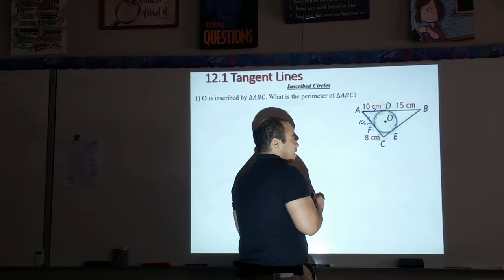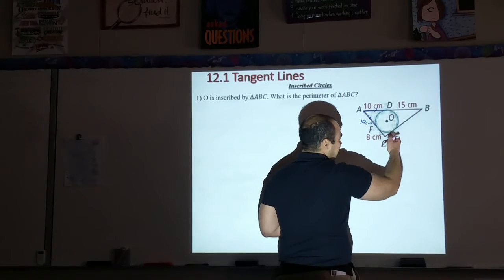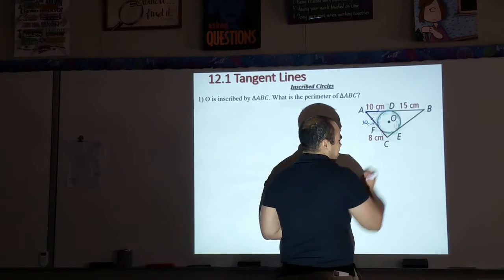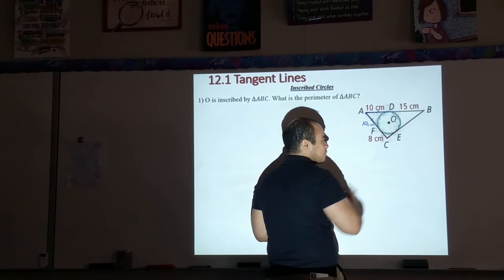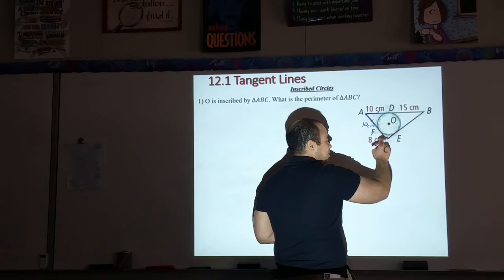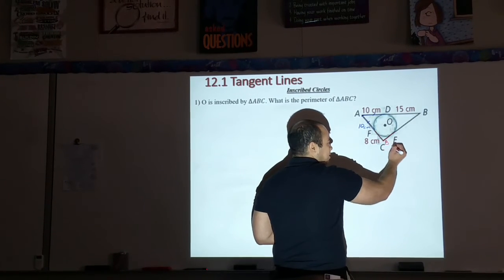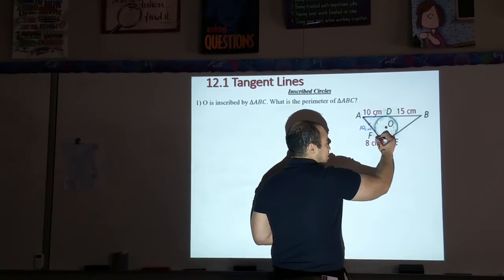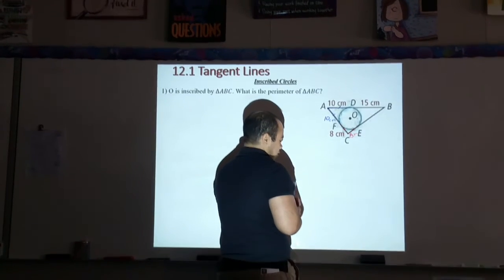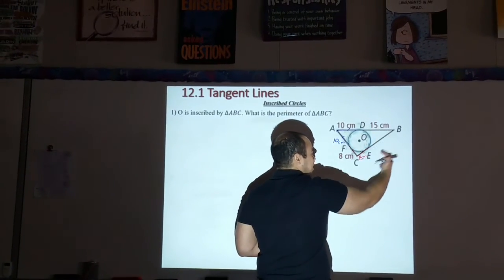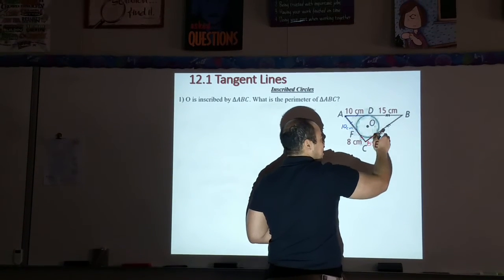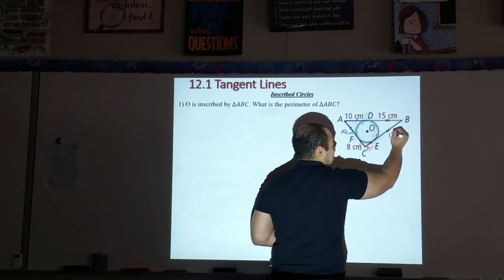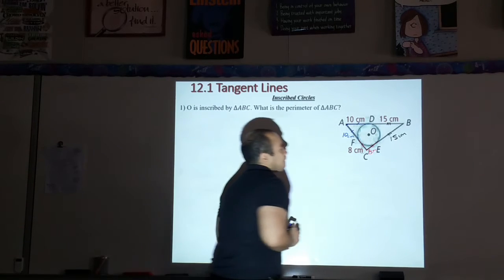We can use that same logic to find the length of CE, because in this case, CF is 8, and then CE, also tangent to the same circle, sharing endpoint C, has to be the same measure. So CE is 8 centimeters, because they're congruent. And then last but not least, DB and DE share the exact same properties. So that means BE is also 15 centimeters.